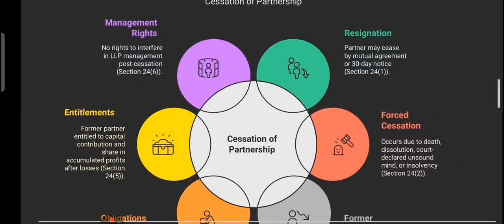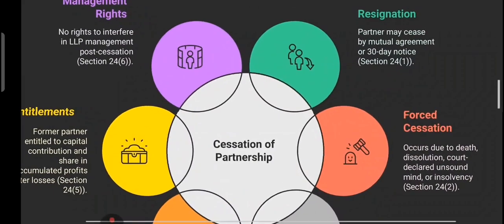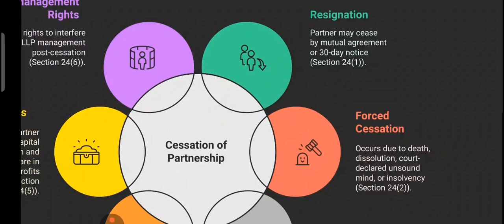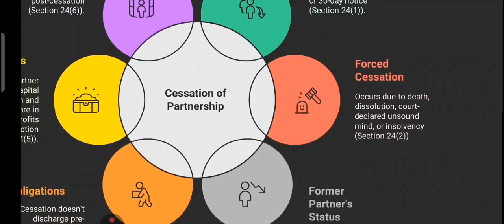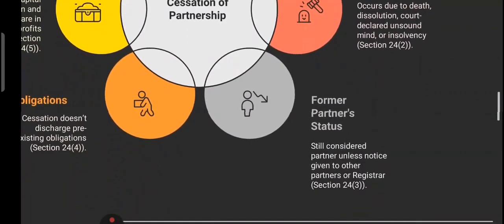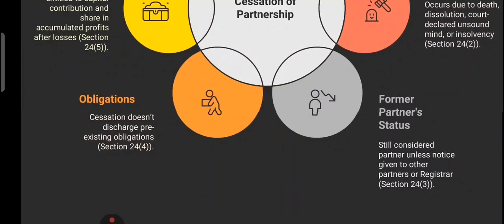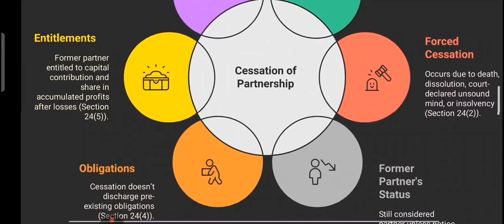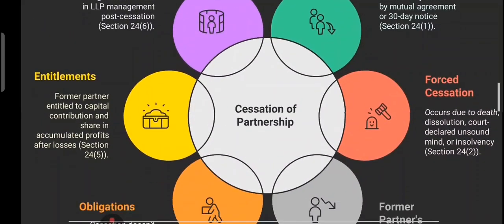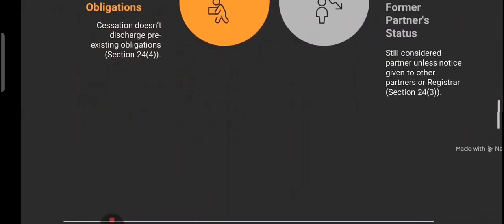Let me revise once more. First of all, resignation: they can leave by giving a 30-day notice. Second point is forced cessation, which means sometimes a partner may leave due to death, insolvency, mental illness. Then former partner status: until proper notice is given to the other partners, the person is still considered a partner. Obligation does not end. And entitlement: they have the right to get back their capital, and they cannot interfere in management. So these are the important points.